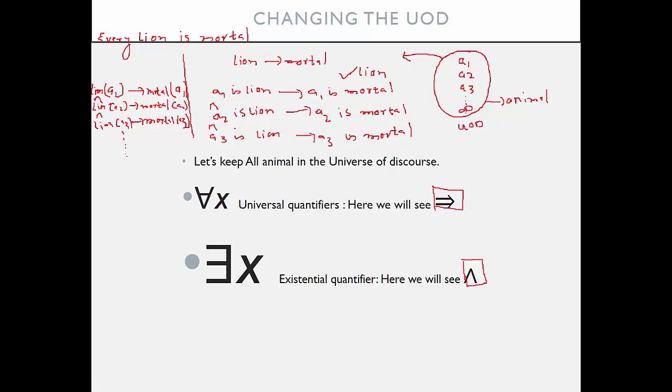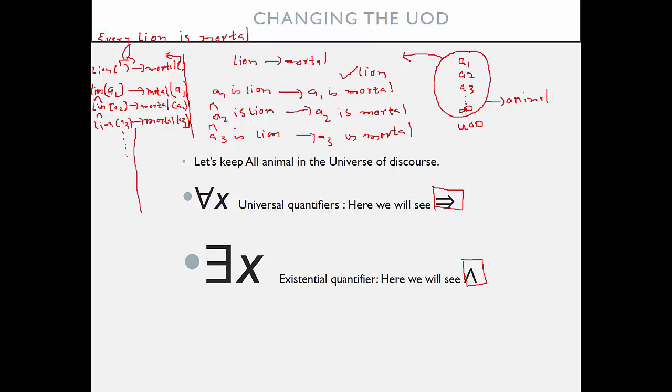So here this skeleton is remaining constant, which is lion and mortal. The only thing that's varying is inside these parentheses and inside these parentheses, and both of these are just a single entity. So we would replace it with a variable x.